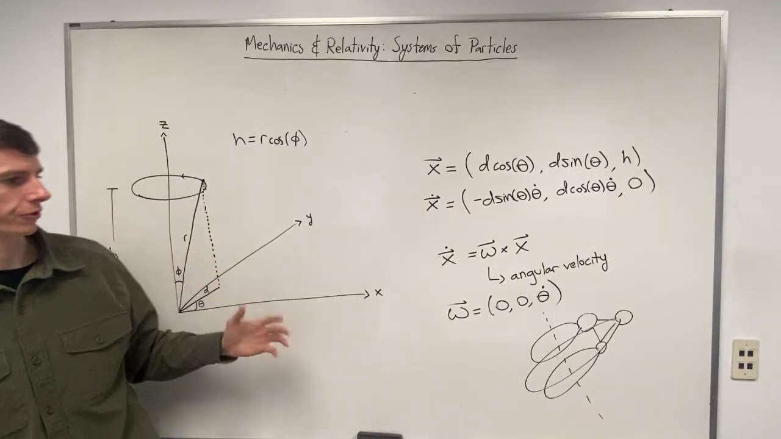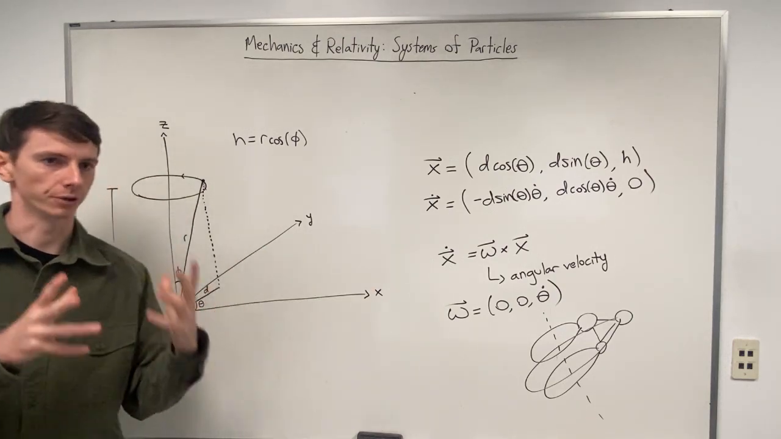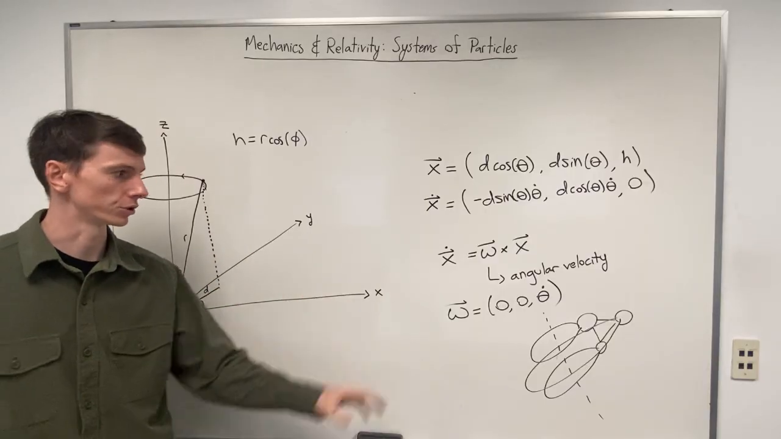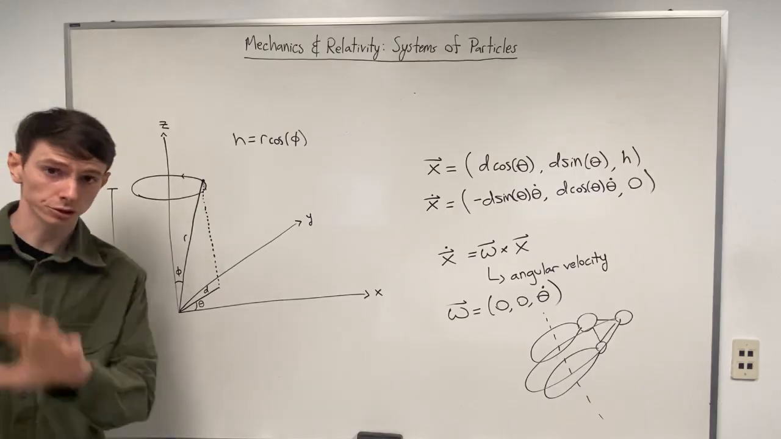What if the trajectory of these particles are not just circles, but combine multiple types of motion? We're just going to stay focused on rotational motion for now and talking about the angular velocity. So hopefully that makes sense.